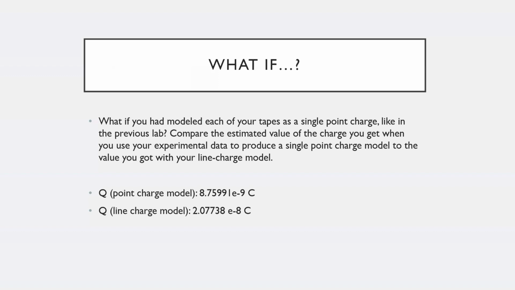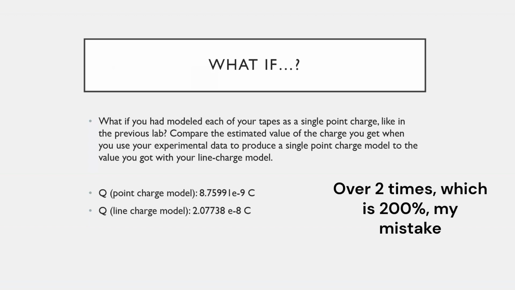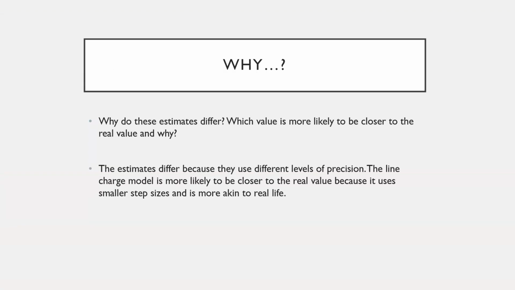Okay, so what if you had modeled each of your tapes as a single point charge like in the previous lab? Compare the estimated value of the charge you get when you used your experimental data to produce a single point charge model to the value you got with your line charge model. And we said before that this new Q from the line charge model is over 200 times the Q from the point charge model. And so why do these estimates differ? Which value is more likely to be closer to the real value and why?